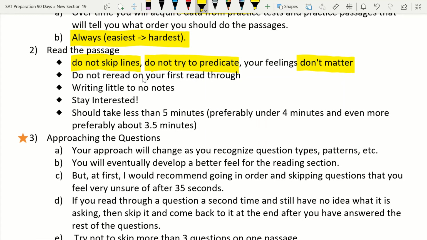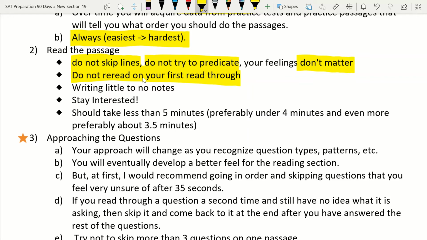Okay, so don't skip lines, don't try to predict. Don't reread on your first read through. As you read through, what I recommend is just doing an initial read through. You're not skipping lines, you're not trying to predict, feelings don't matter, and you're not rereading anything. If you don't understand something, you just keep reading. Because if you go back and reread it, and then it's never asked as a question, then you just wasted your time rereading it.